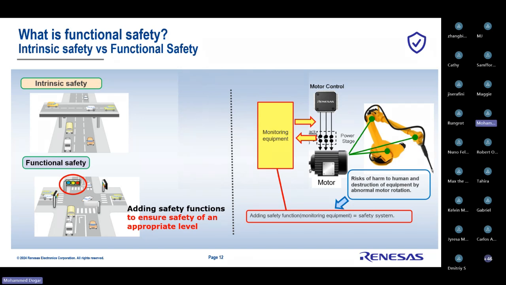For example, if the motor itself has a certain imbalance, or the robot itself has some anomaly, the monitoring equipment ensures there's an adequate level of safety being implemented in terms of the whole system. So I think it's a good way to understand why, especially when you talk about collaborative robots, it's important that we have the functional safety measures in there.